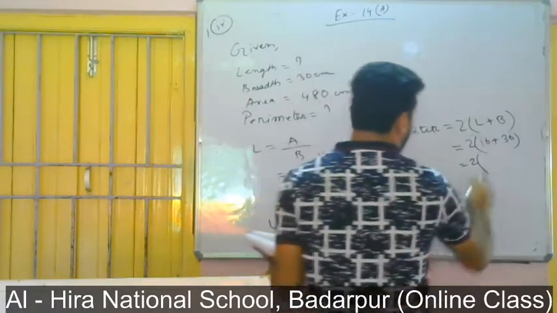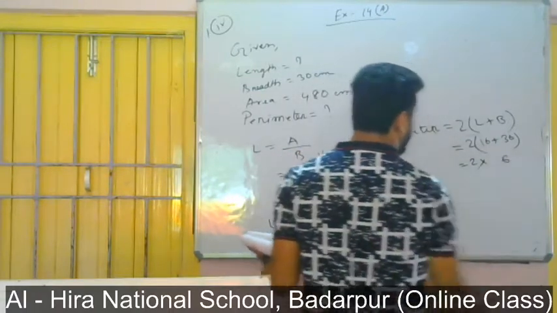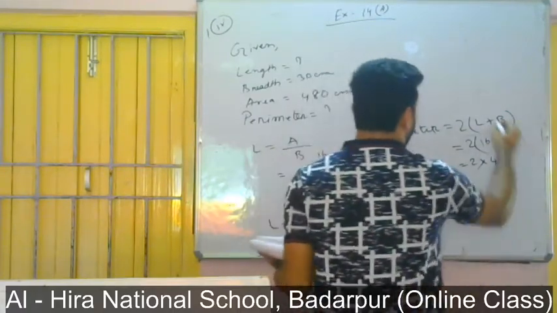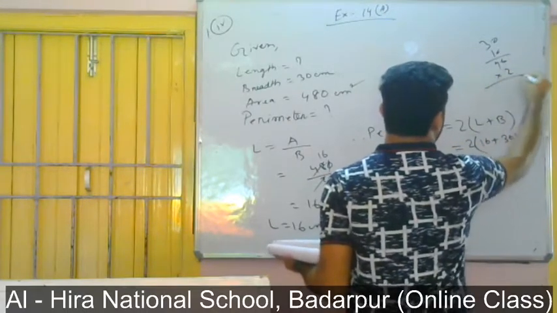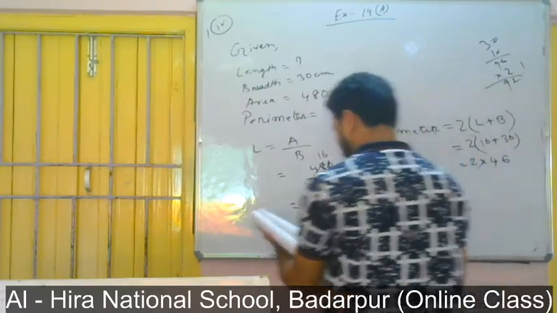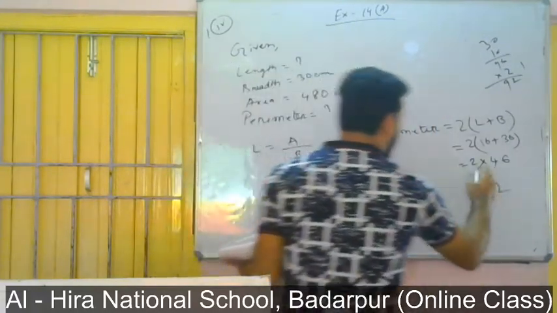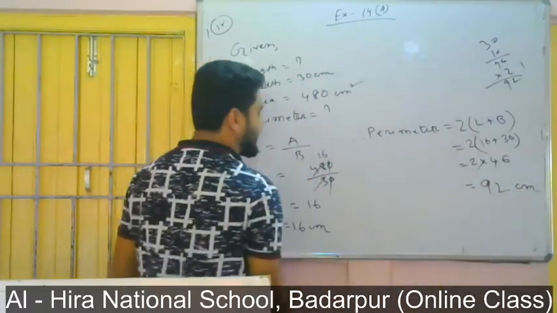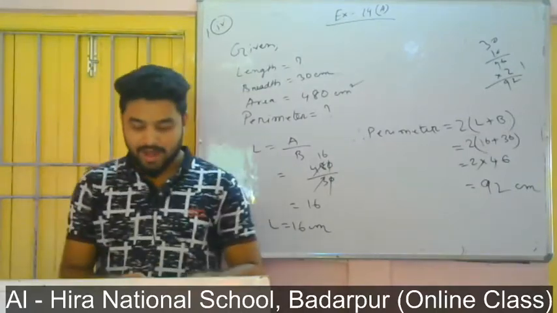30 plus 16 will give 46. 46 into 2 is 92. So here it will be 92, and the unit of perimeter is centimeter. So that is the answer of question number 1.